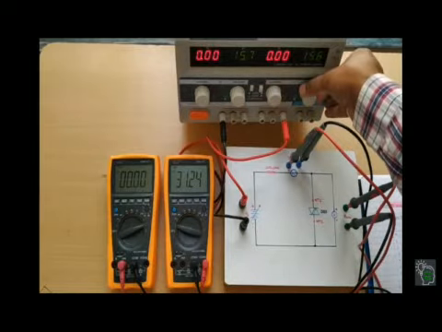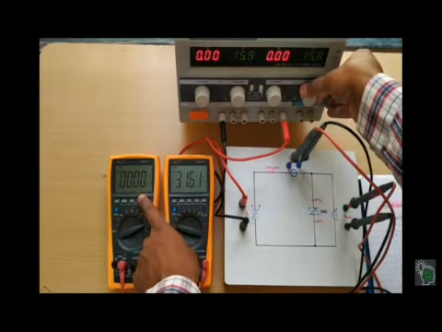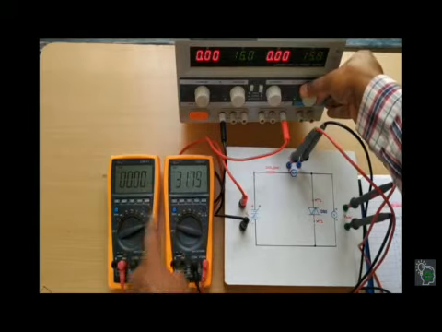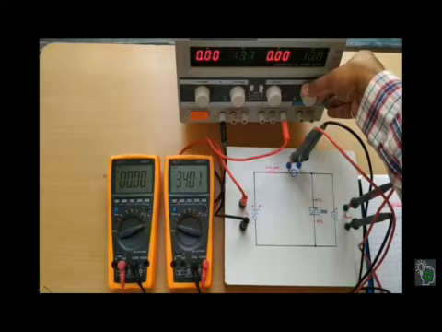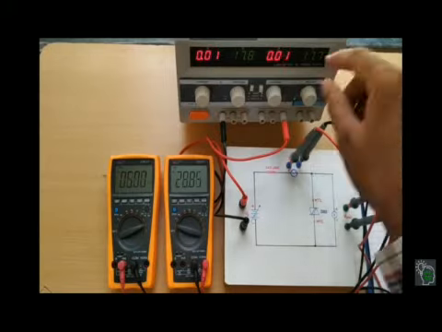Now we are increasing the voltage slowly, because between 32 and 36 volts the DIAC will trigger. So we are increasing the voltage slowly. 34, 34.4, 35 volt.